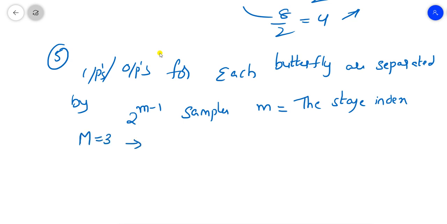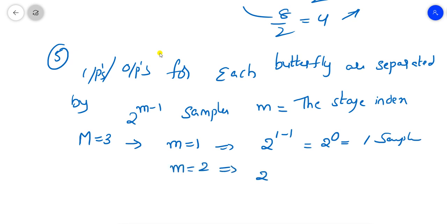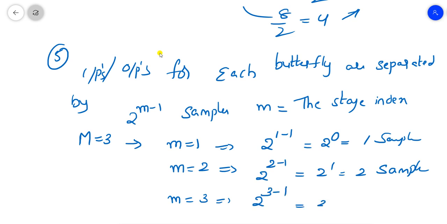Okay, so when stage index is 1, the total number of input output samples is given by 2 power 1 minus 1, that is equal to 2 power 0, that is equal to 1 sample. For stage index 2, 2 power 2 minus 1, it is equal to 2 power 1, that is 2 samples. And for stage index 3, the value is 2 power 3 minus 1, that is equal to 2 square, that is 4 samples.